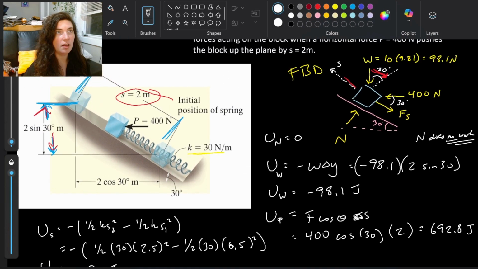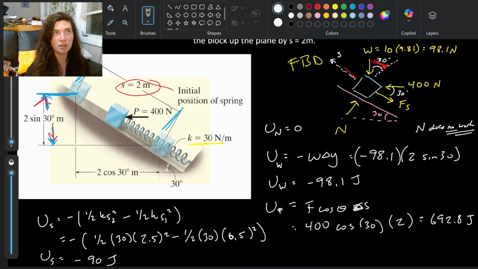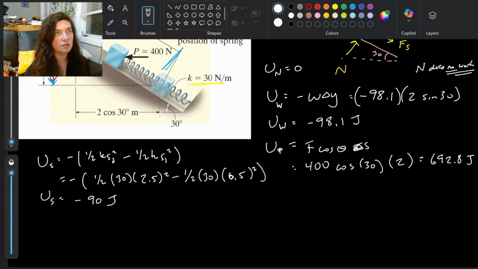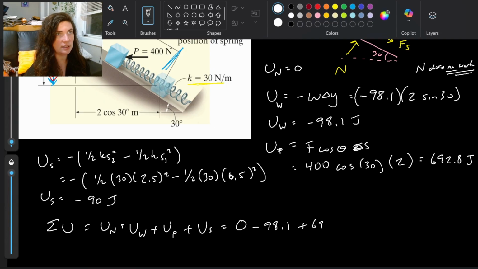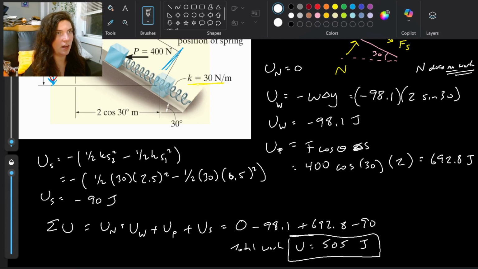And with that, we've solved all of these components of work, right? The way each and every single force contributes to the displacement of 2 meters. So what we can do is just sum them all together to get what that total work is. So the sum of my works is going to be the normal work plus the work from the weight plus the work from P plus the work from the spring. So that's 0 minus 98.1 plus 692.8 minus 90 gives me a total work U of 505 joules. When I plug that into my total work, 505 joules, work done by all of the forces acting on that block.